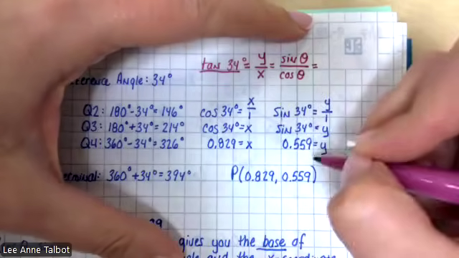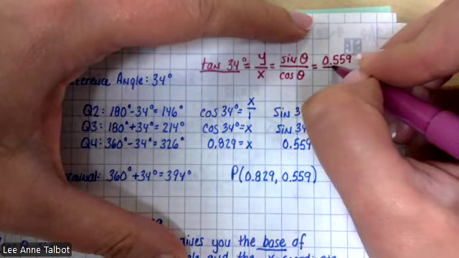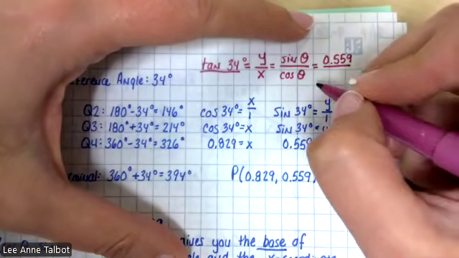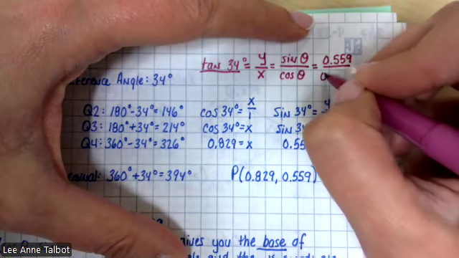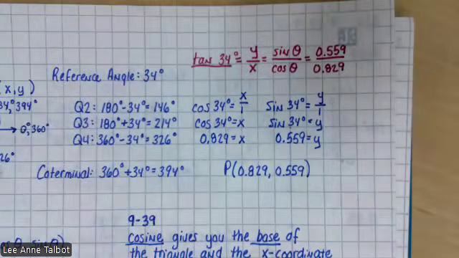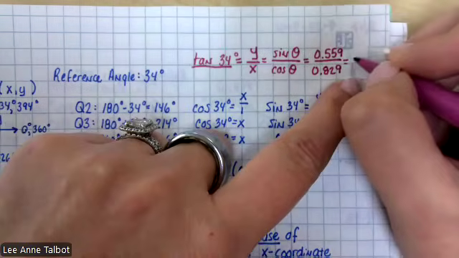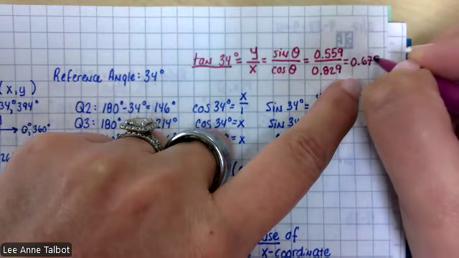So sine was 0.559 and cosine was 0.829. 0.559 divided by 0.829 is 0.675.